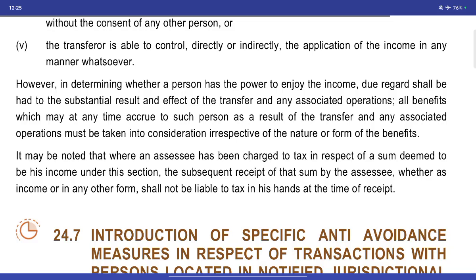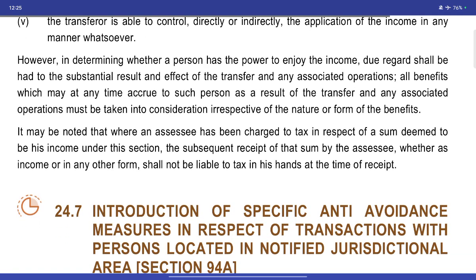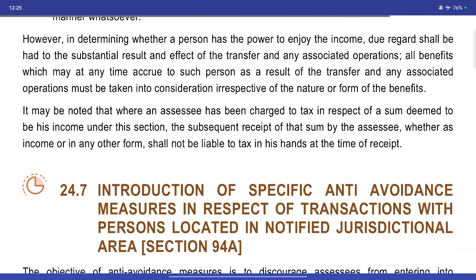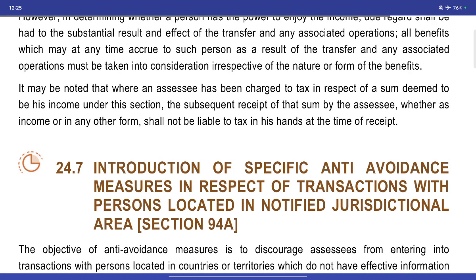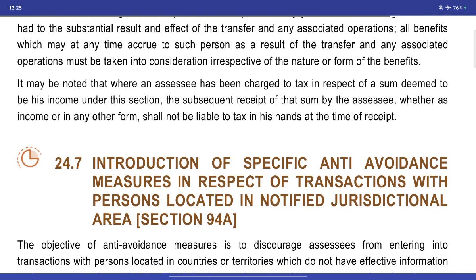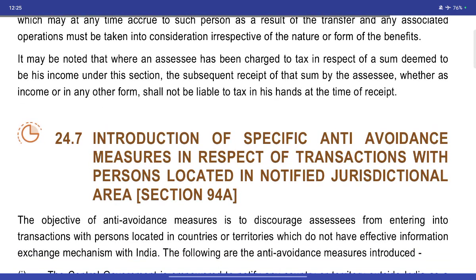Any associated operation must be taken into consideration, irrespective of the nature and form of the benefit. It is to be noted that when the assessee has been charged with tax in respect of the sum deemed to be income under the section, the subsequent receipt of the sum by the assessee, whether as income or in any other form, shall not be liable to tax in his hands at the time of receipt.